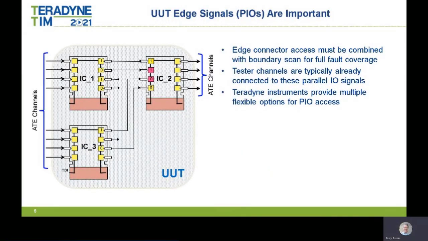Now, although just controlling the tap port is enough for doing a lot of testing, like the interconnect tests I just mentioned, it's important to remember that you can usually do a better job of whatever your objective is if you can also control the edge signals of the UUT. We usually call these signals PIOs for parallel inputs and outputs. And in many situations, you already have tester channels connected to them because you need that for other non-boundary scan tests anyway.